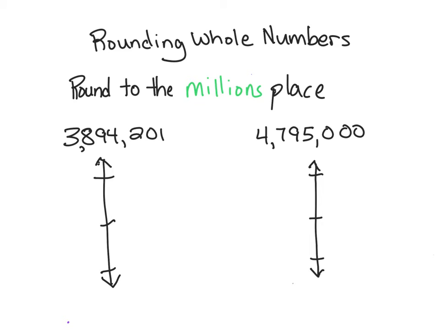For the next two problems, we are being asked to round to the millions place. Well, in the first one, the 3 is in the millions place. So our low number is going to be 3 million.